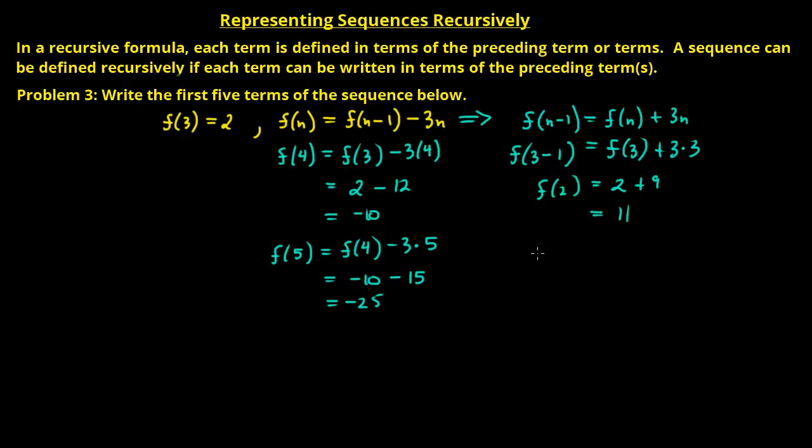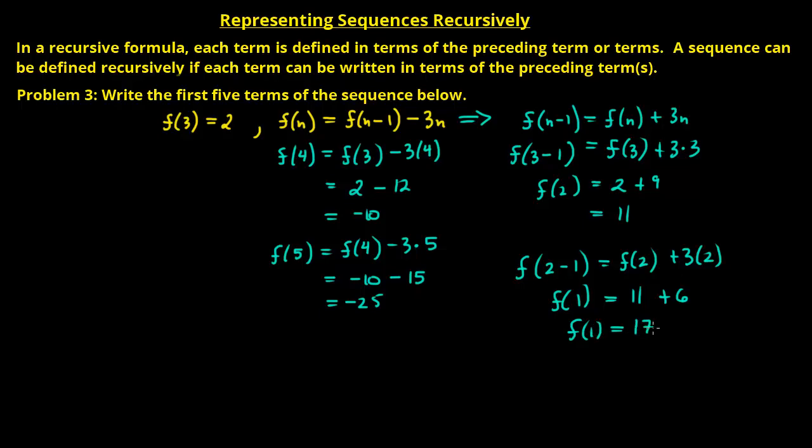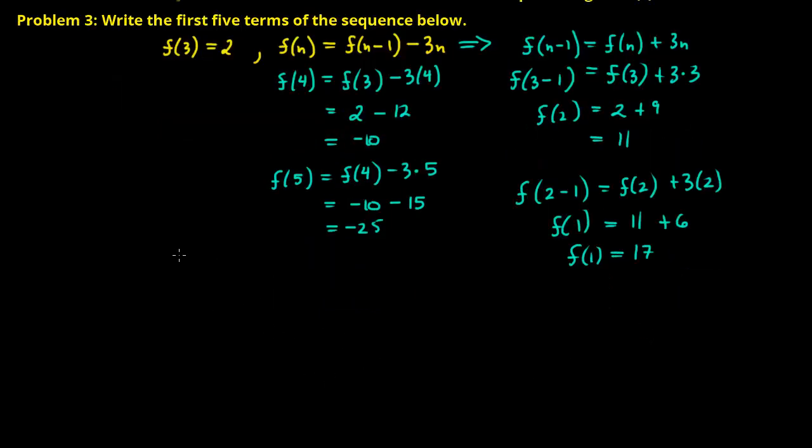Now I can repeat this procedure, and I can say that f of 2 minus 1, well, that's equal to f of 2 plus 3 times 2. And f of 2 minus 1 is f of 1. And thus f of 1 is f of 2, which is 11, plus 3 times 2, which is 6. So I've got that f of 1 is equal to 17. So now I can write out the first 5 terms.